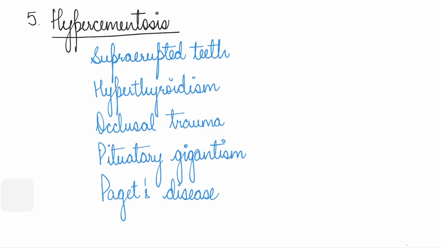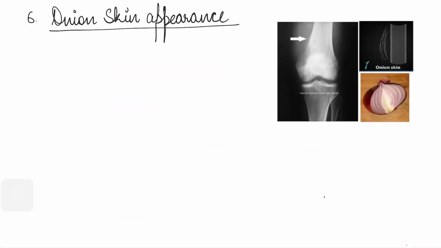So the mnemonic here to remember this is SHOP. If you have to buy cementum, you need to go to the shop. So this is how I remember this. S is for supraerupted teeth, H means hyperthyroidism, O is occlusal trauma, and P is for pituitary gigantism and Paget's disease. So the next on the list is onion skin appearance.